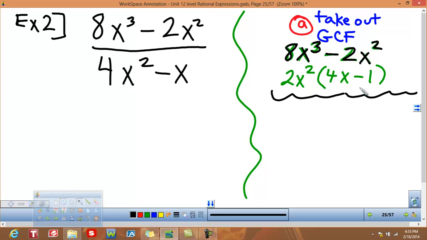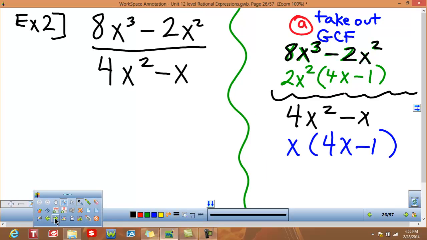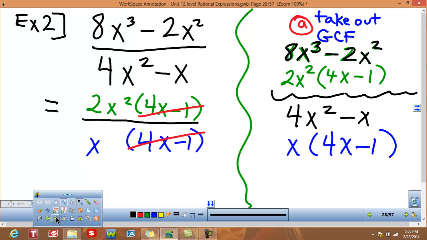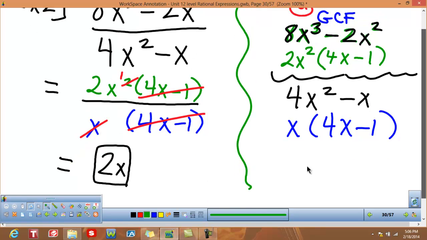These are my factors. Then I look at the denominator, 4x squared minus x. An x could be pulled out, and that leaves 4x minus 1. We replace the original expression in the numerator and denominator with their factors. We can see that the 4x minus 1 is in both the numerator and denominator, so they will cancel. And since x squared is x times x, there is an x in the denominator and x in the numerator that will cancel. And this leaves us with 2x.